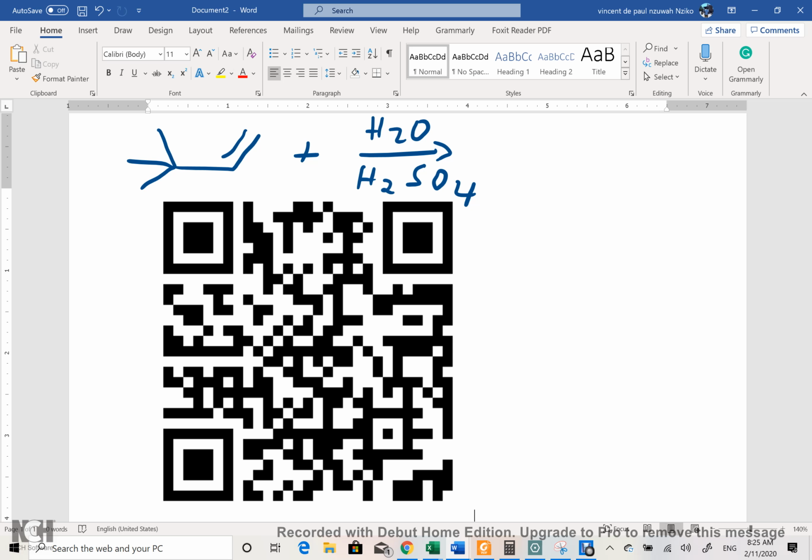You are adding water, right? Yeah. So one of the carbon will get the OH and the other one will have the hydrogen. Does that make sense? That's what H2SO4 does. Addition of water. And this is an acid catalyzed addition of water. Acid catalyzed. Do we have the answer? Yeah. Perfect.